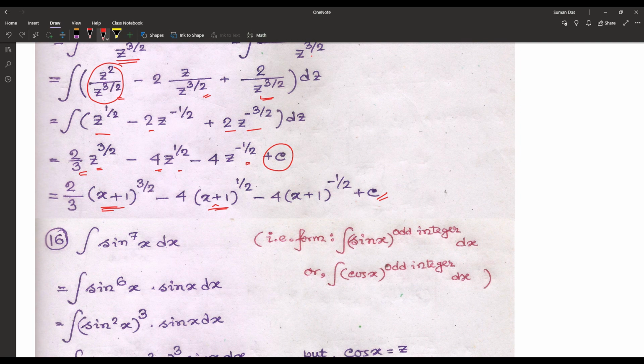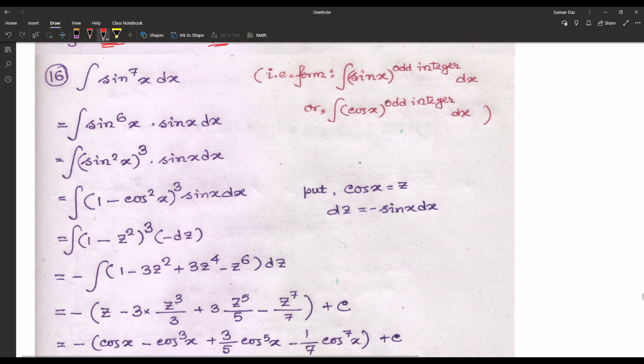Now we are proceeding to a very interesting form, and the form is like sin x to the power of any odd integer or cos x to the power of any odd integer. Let's check the problem here. Example, that is integration of sin to the power 7x. If we look at it, that is an odd integer value, that's 7.